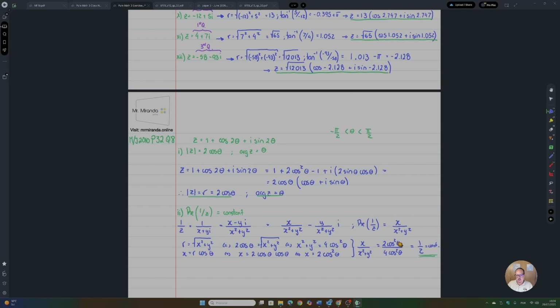So let's go ahead and do it. So this is 2 cosine squared of theta over 4 cosine squared of theta. Cancel out the cosine squared of theta. You have 2 over 4, which is 1/2, which is a constant. You have proven it.